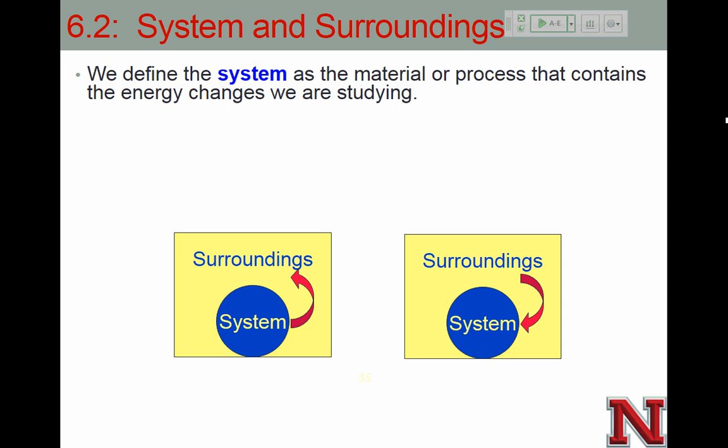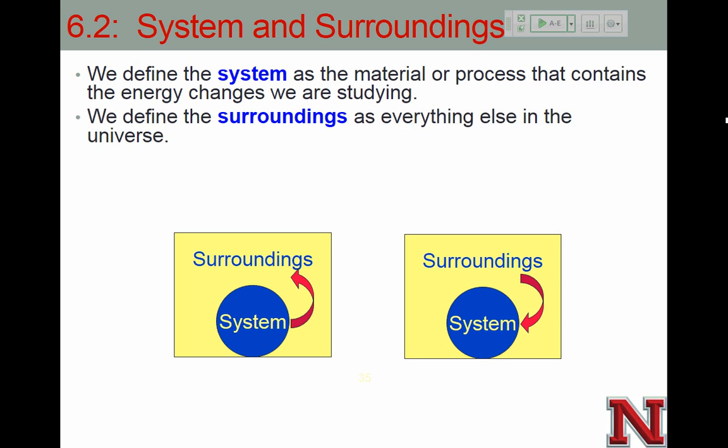So we're going to be talking a lot about chemical reactions. And our chemical reactions are typically going to be our system. And then what happens outside of our system is our surroundings. So because energy can be created or destroyed, it can be either taken in by a system or released by a system. So we define a system as the material or process that contains the energy changes we're studying. And we define the surroundings as everything else in the universe.